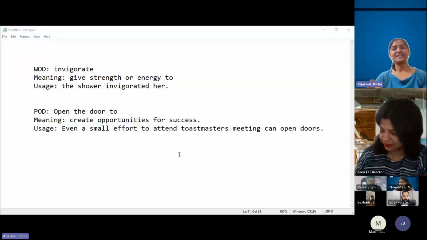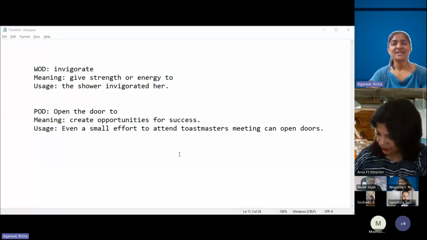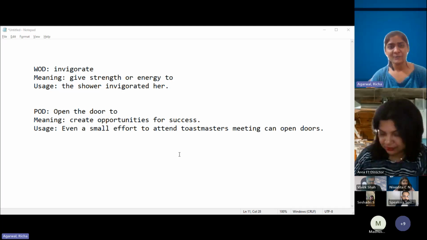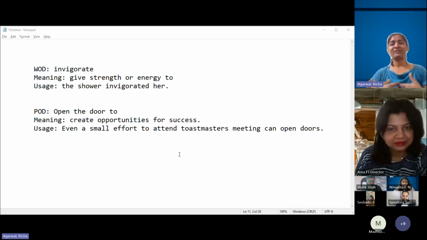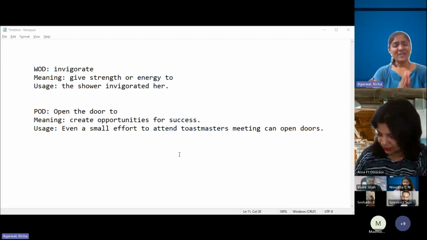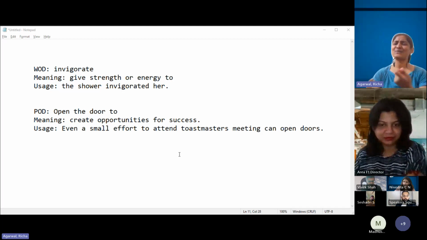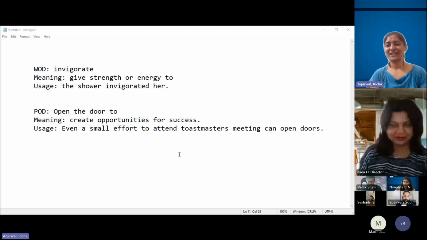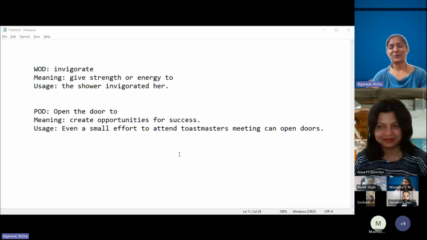The word of the day today is invigorate, which means to give life or energy to. The usage could be, the shower invigorated her, or a good workout invigorates me. The phrase of the day today is open the door to, which means create opportunities for success. A usage of it could be, even a small effort to attend a Toastmasters meeting can open doors for you.